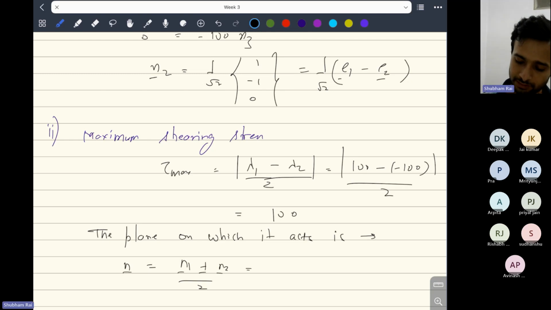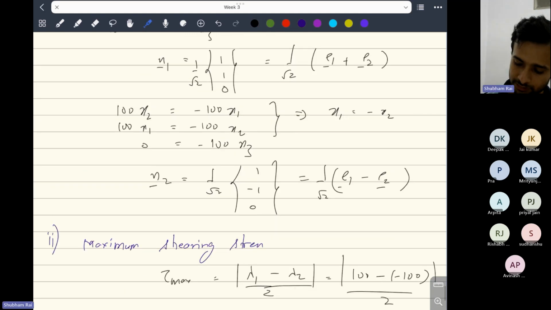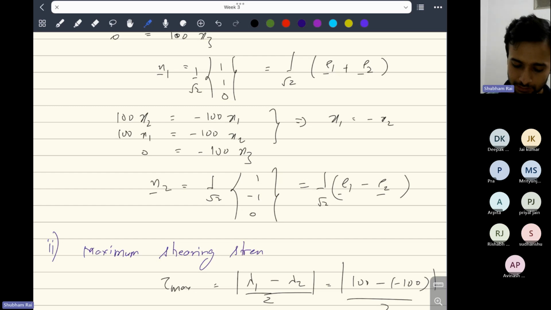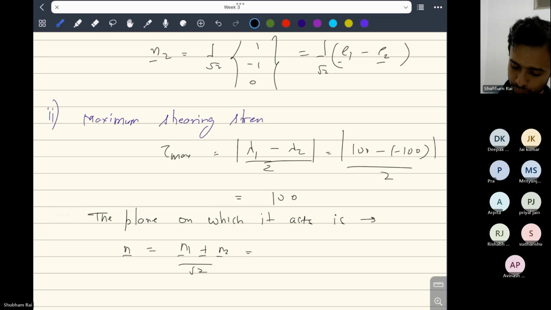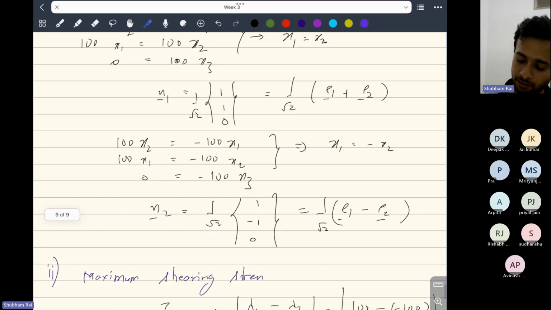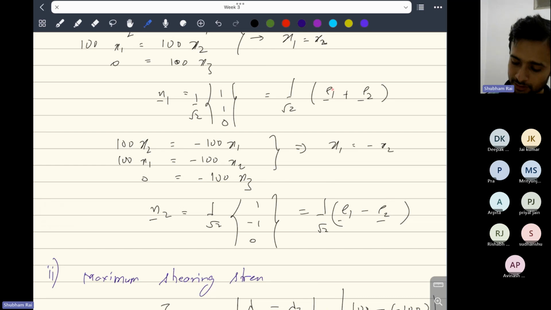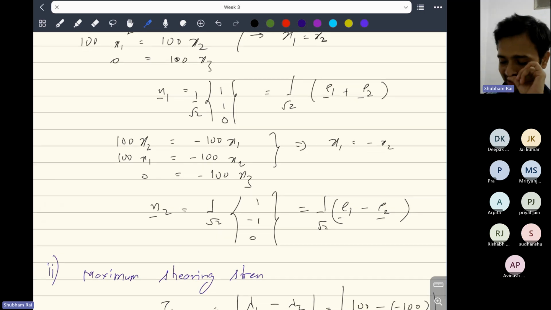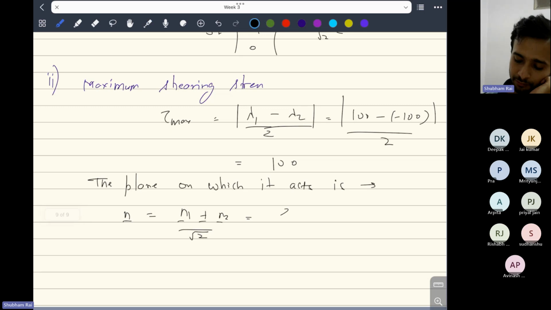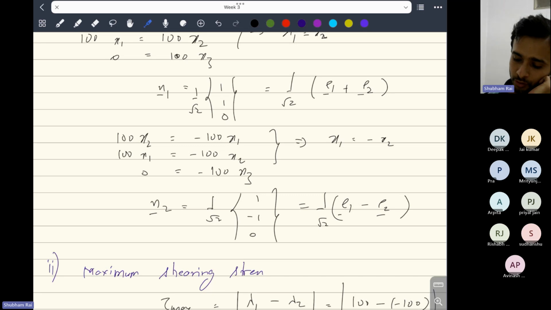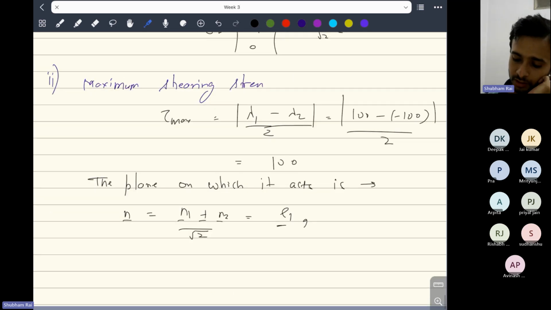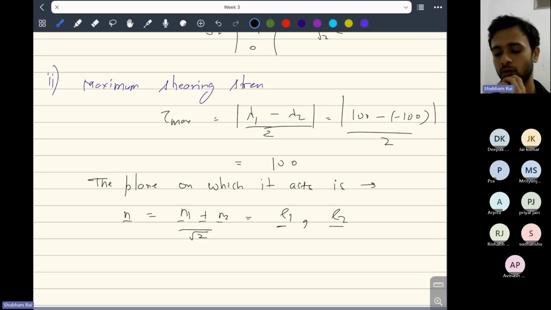So if you do n1 plus n2, here e2 and e2 will get cancelled, and actually it is divided by root 2 mod 2. So you will get 2 root 2 by root 2, and here also there is root 2. So you will be left with E1. First direction is this. And when you do n1 minus n2, you get 2 E2 by root 2 and root 2 again in the denominator, so you get E2. So on E1 and E2 planes, your maximum shearing stress will be there.